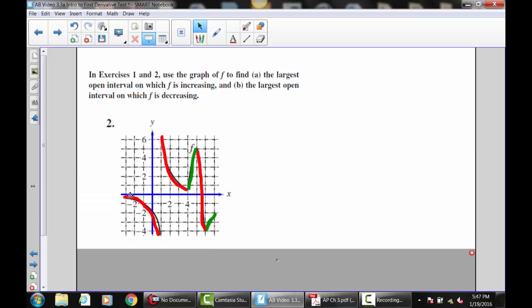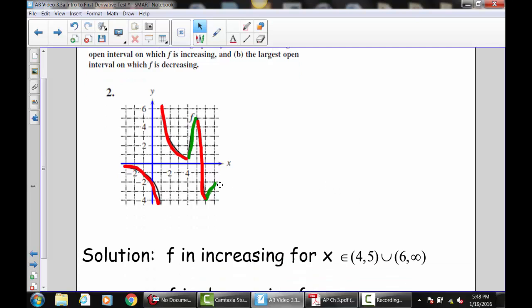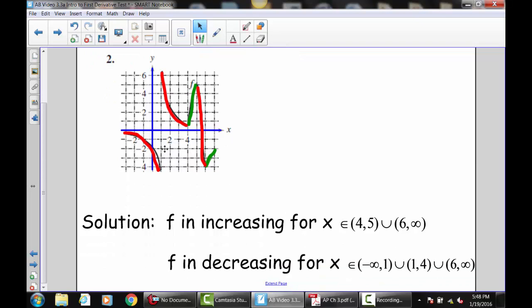So here's the graph that they give you. I've highlighted in red where the graph is decreasing because the graph is falling from left to right. And these green areas are where the function f is increasing, rising from left to right. So you want to give the largest interval. The largest interval where f is increasing is from 4 to 5, and then again from 6 to infinity. We're assuming here it just goes on forever. Where is f decreasing? It's decreasing from x equals negative infinity to x equals 1.